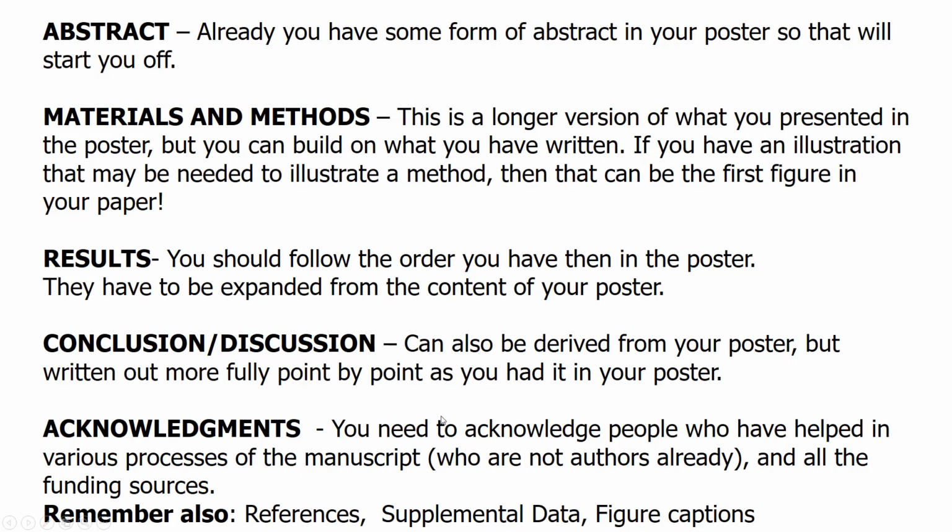Acknowledgements. You need to acknowledge people who have helped in the various processes of the manuscript, who are not authors already, and all the funding sources. And remember also references, supplemental data, and figure captions.